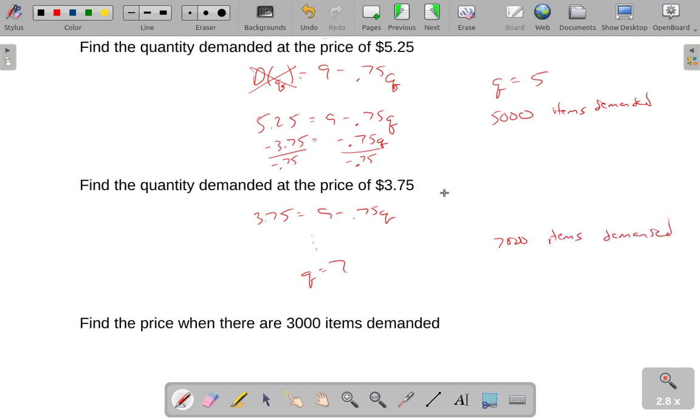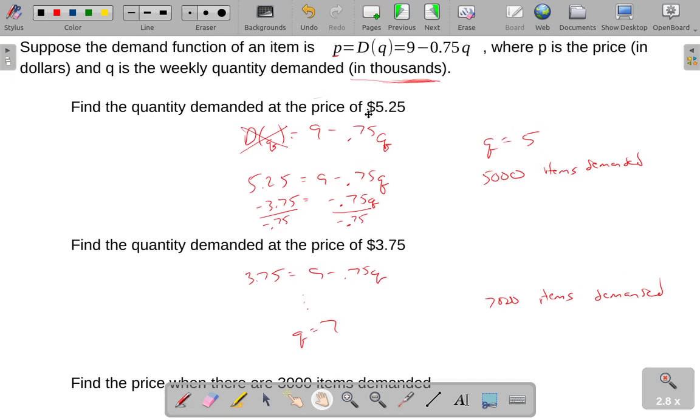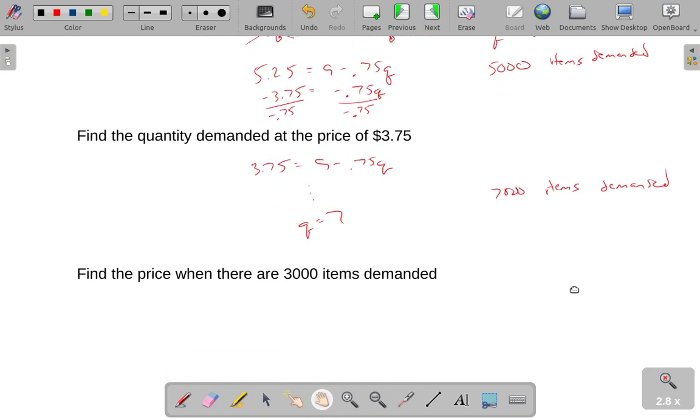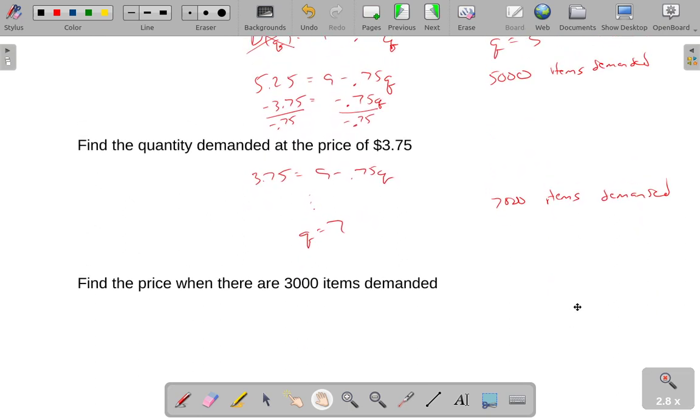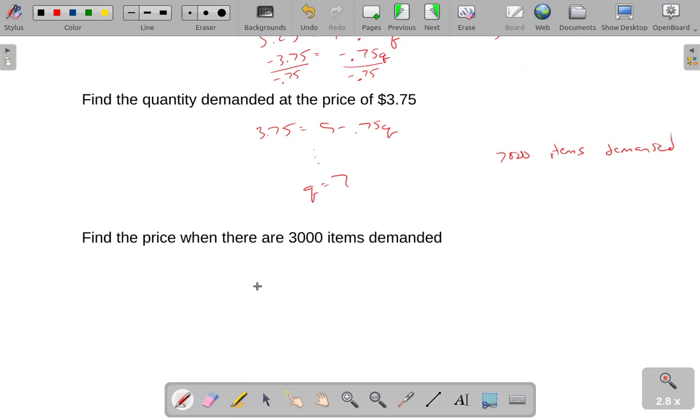All right, there's not really a big surprise here. At least I don't think there should be a big surprise. When the price goes down, the amount that people are willing to buy goes up. At least that's one of the theories of most goods in economics. As the price goes down, people want to buy more of it. Find the price when there are 3,000 items demanded. So when there are 3,000 items demanded, I'm saying Q equals 3.